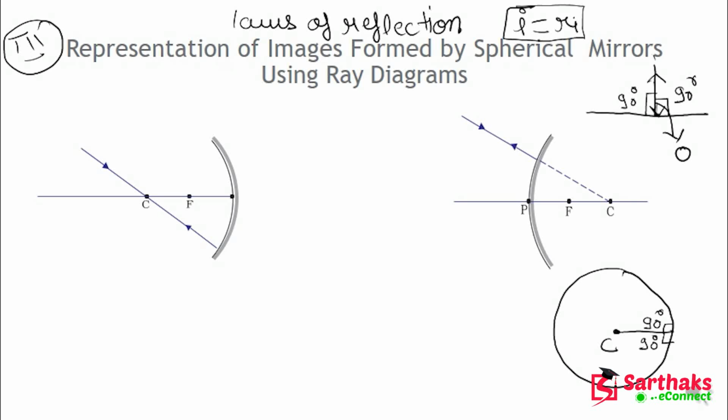Now the convex mirror, I already told you what happens in the case of convex mirror. The line appearing to be crossing the center will go back again in the same direction. Now let's move on to the next rule.